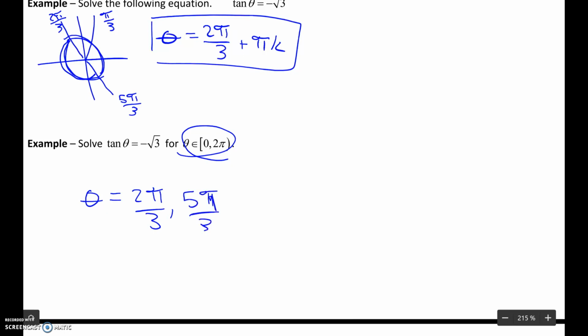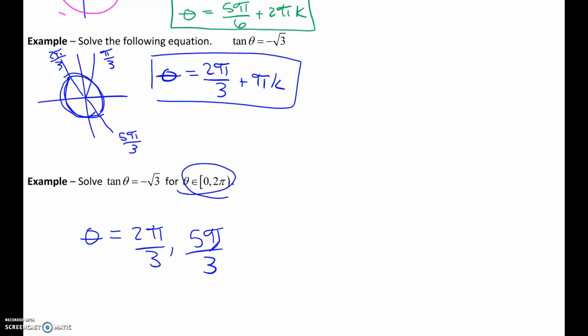Sorry about that. Oh my gosh, it's not liking me today. I don't know why it's doing that. Anyway, so theta is 2 pi over 3 and 5 pi over 3. Those are the only places that it happens if it's in between 0 and 2 pi.